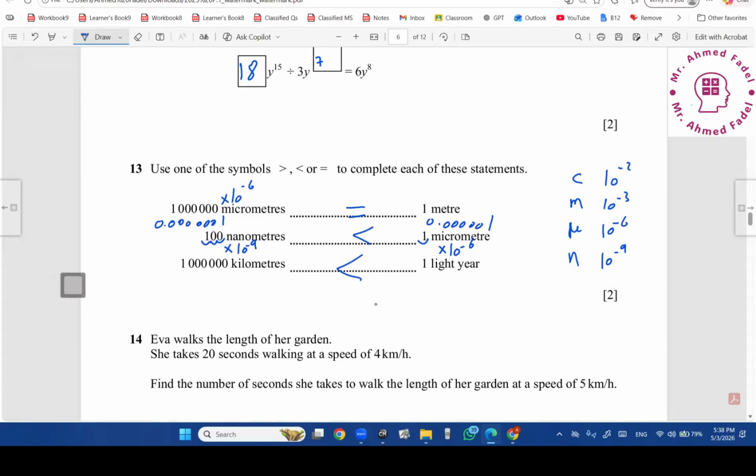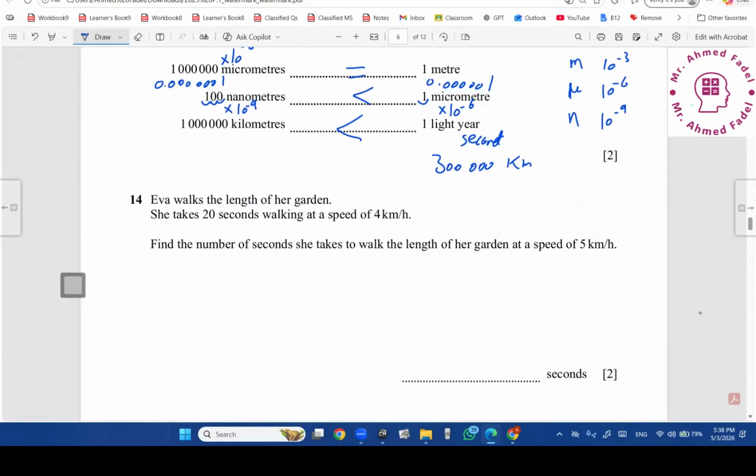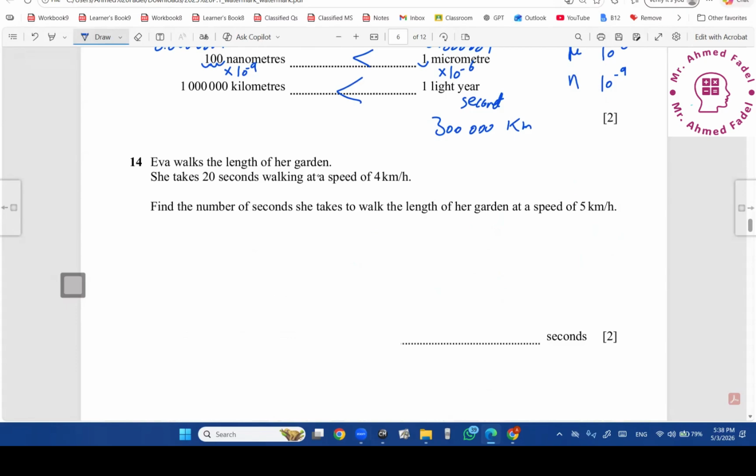How, mister? 1 light second. Guys, light second, not light year. 1 light second is approximately 300,000 kilometers. Imagine, 4 light seconds are going to be more than 1 million kilometers. Just imagine a year.